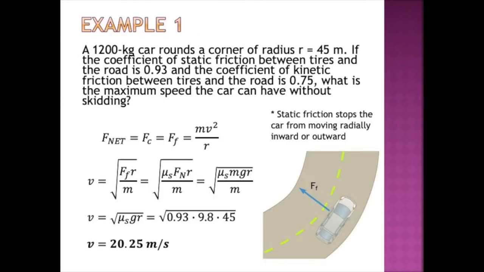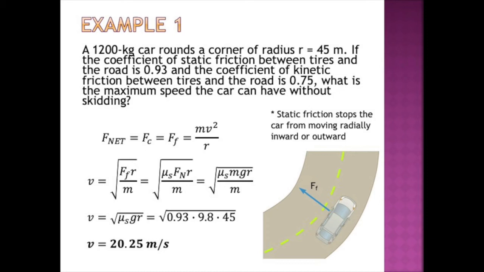So let's take a look at an example dealing with horizontal circles. And we have this car here, which is a 1,200 kilogram car, and it's rounding a radius of 45 meters. Notice how they're giving you the coefficient of static friction, and that's because, again, radially the object's not moving towards or away from the center, so static friction makes sense. Don't get confused if they give you the coefficient of kinetic friction, because they just want you to use the wrong one by accident. What is the maximum speed that the car can have without skidding?